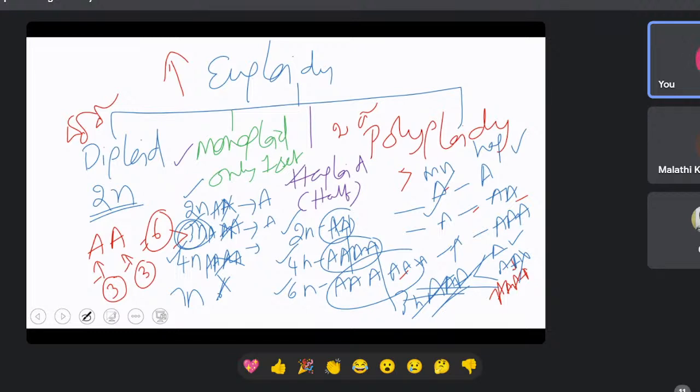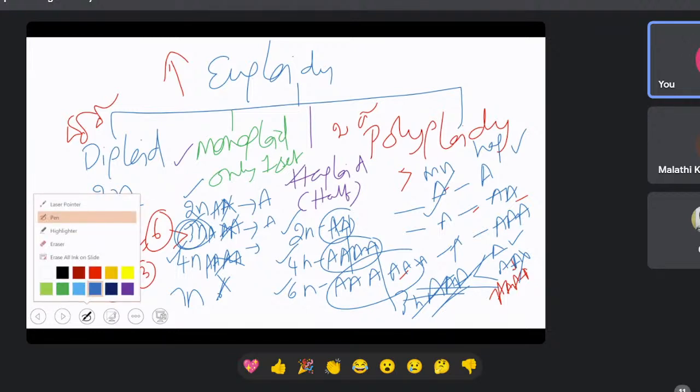Is it clear? Yes or no? And ask if you have any doubt.